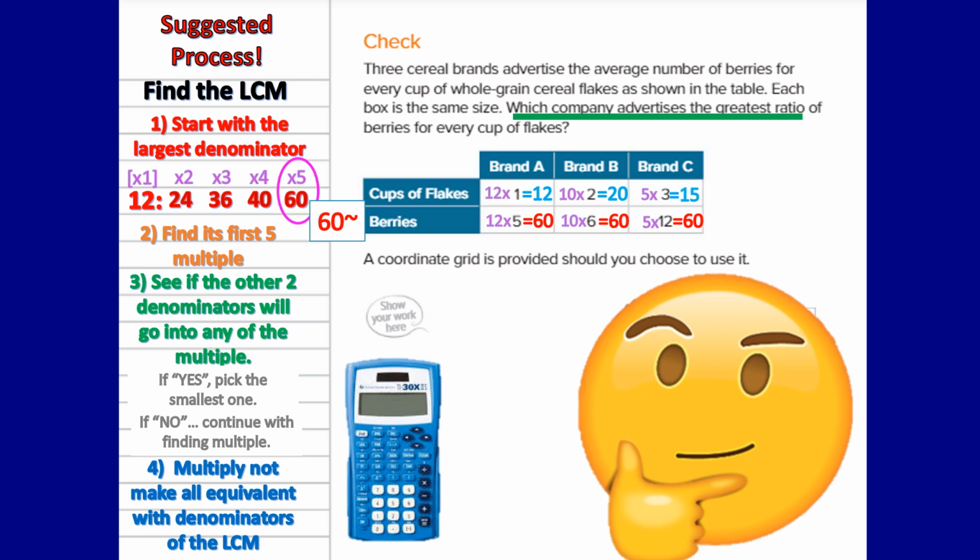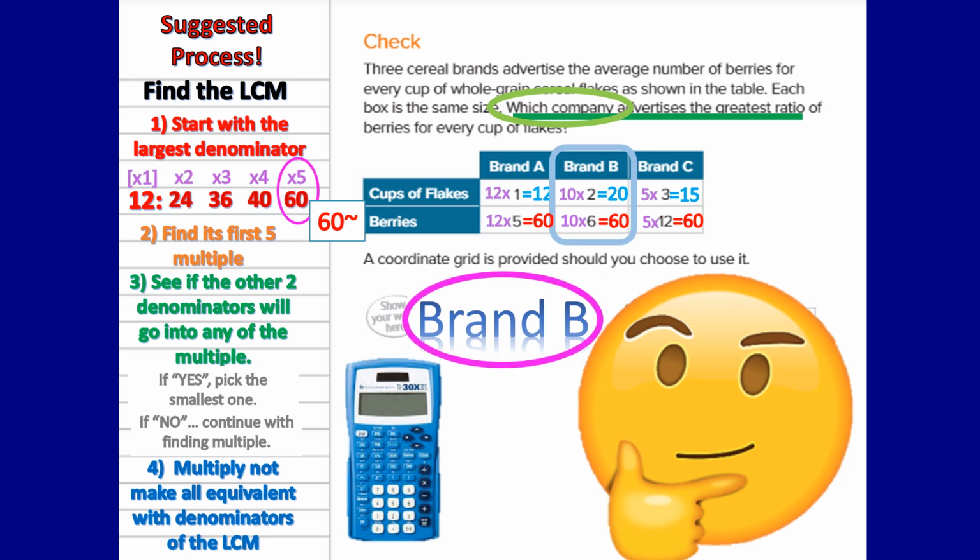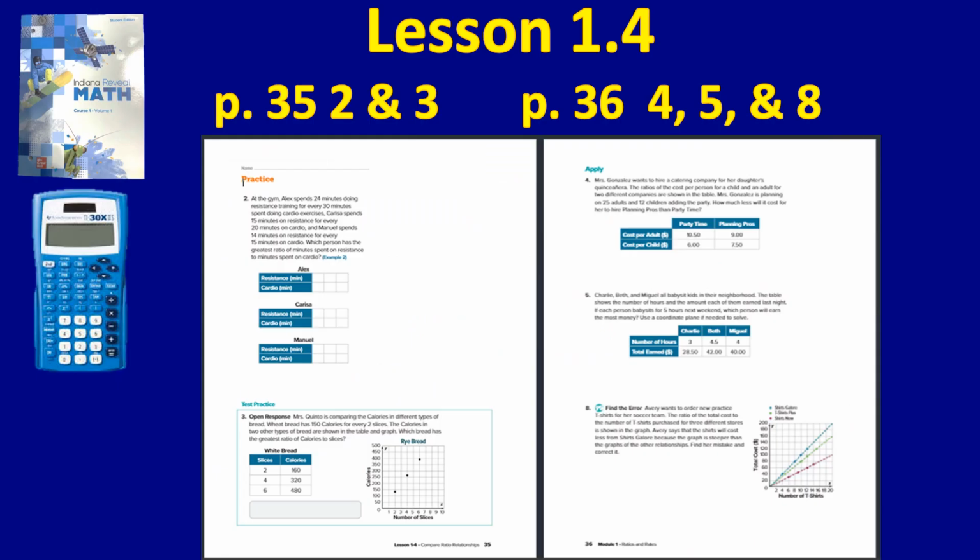Now that I have that bottom number all the same, I'm just looking for the biggest top number. And the biggest number out of 12, 20, and 15 is 20. So my answer isn't 20. It's not 20 cups of flakes or anything like that. It is which company, and that would be brand B. That's my answer. So that is a perfect example of how you can do most of your problems, including question 2, where they have all of those ratio tables. You don't need to fill that out.